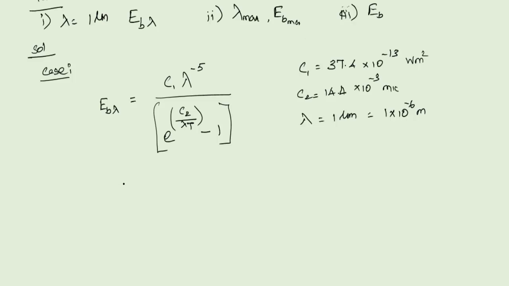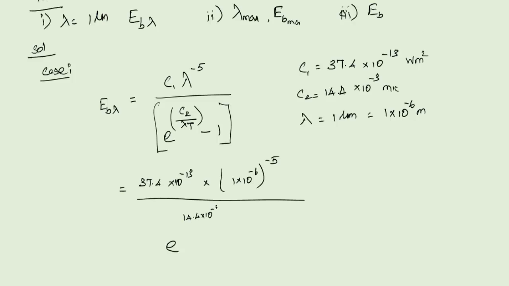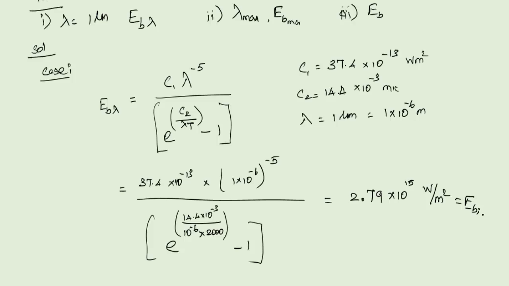All these values have to be substituted here. So C1 is 37.4 into 10 to the power minus 13, into lambda, which is 1 into 10 to the power minus 6, to the power minus 5, divided by e to the power C2, which is 14.4 into 10 to the power minus 3, divided by lambda, which is 10 to the power minus 6, into the temperature value given as 2000 Kelvin, minus 1. So this is the formula. By calculating, you will get the answer as 2.79 into 10 to the power 15 watt per meter square. This is the EB lambda value.